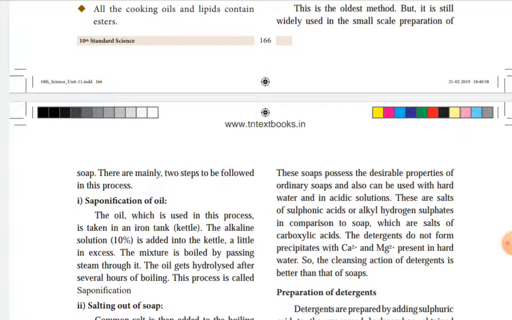There are two steps. First one, saponification of oil. Second step, salting out of soap. Already you know what saponification is. Saponification is nothing but the conversion of fat or oil into soap by the action of heat in the presence of alkali, maybe sodium hydroxide or potassium hydroxide.